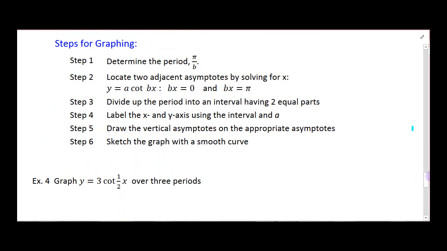So let's jump into how we would actually graph this function. Since we said that the period of both tangent and cotangent is the same, it's going to be easy to find the period by just determining pi over b. The difference again occurs at those vertical asymptotes, so my equations for those asymptotes have to be different. For the cotangent function, I'm going to solve for the variable x by bx equals 0 and bx equals pi, plugging into these two equations here. After that, everything will be exactly the same. So let's jump into one of our examples.